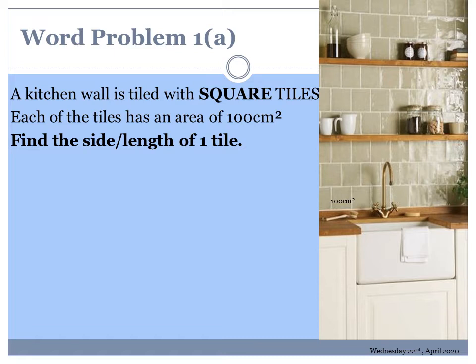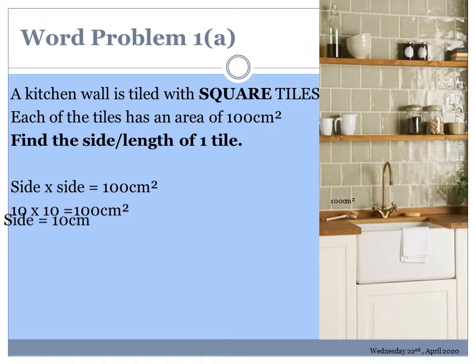What now is the side? The side is 10. So now we know that one tile has a 10 centimeter length and a 10 centimeter width, and if we multiply the two together, we get 100. So our side is 10 centimeters. On the tile, the length is 10 and the width is also 10. Of course, the area of that one single tile is 100 centimeters square.